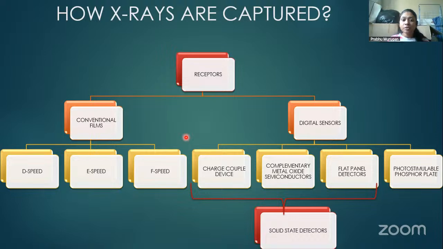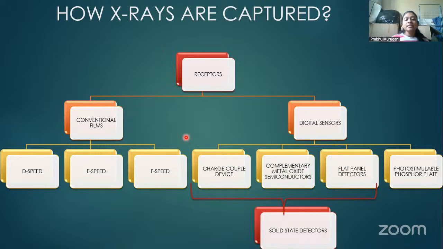And then when it comes to your digital sensors, there are two main types of sensors. One is your solid state detectors, and the second is photostimulable phosphor plates. Your solid state detectors are going to include three main things. Remember CCD, CMOS, FPD. Okay, CCD is charge coupled device. CMOS is complementary metal oxide semiconductor. Your FPD is nothing but your flat panel detectors.